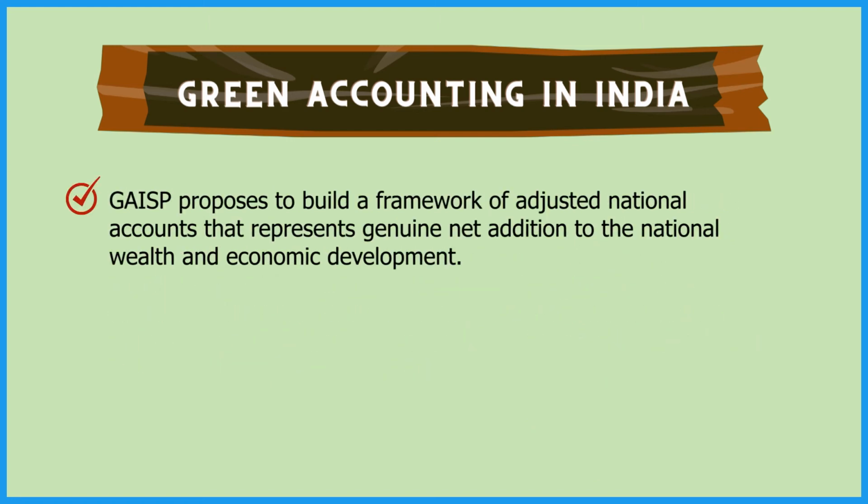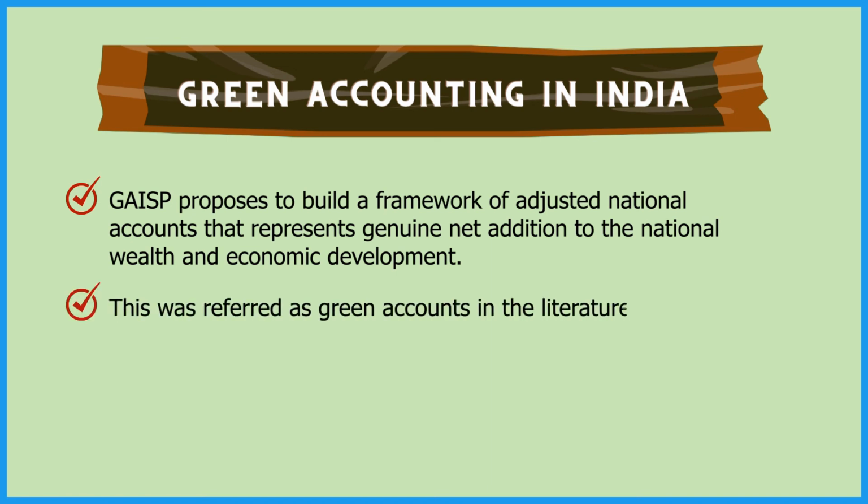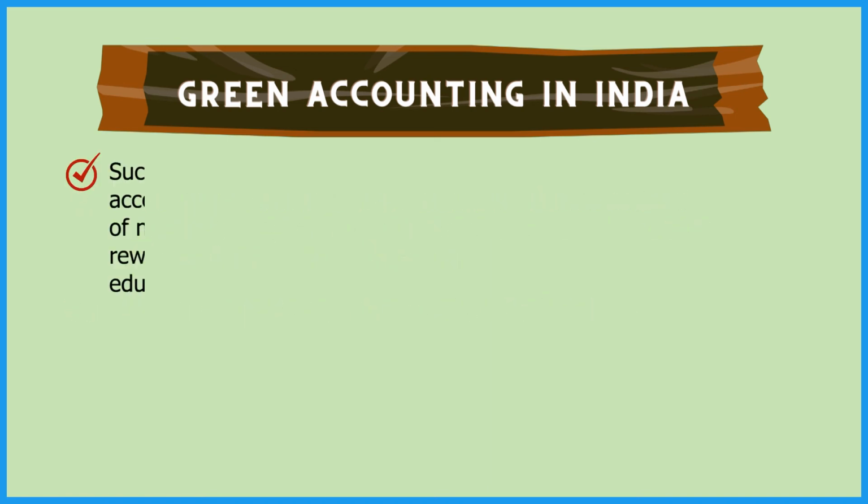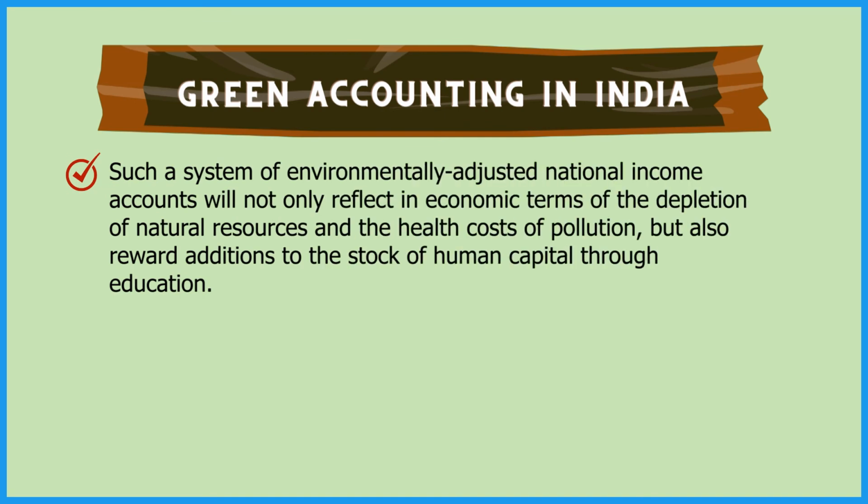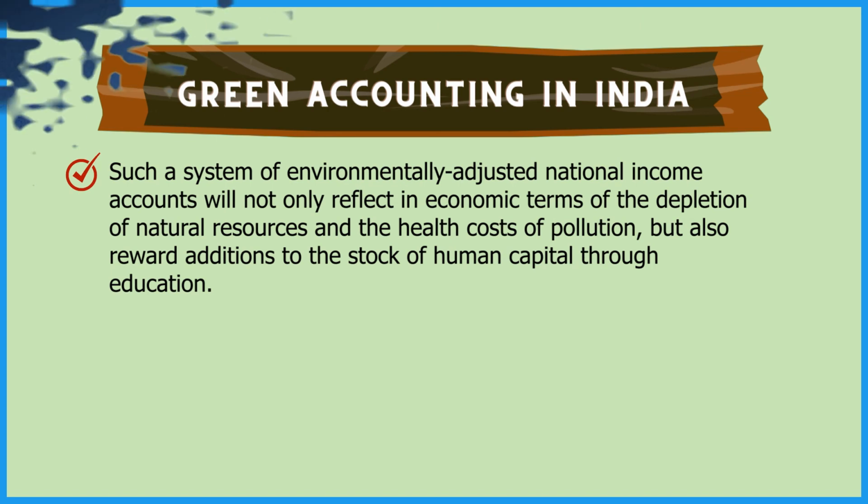So GAISP proposed to build a framework of adjusted national accounts that represents genuine net addition to the national wealth and economic development. This was referred to as green accounts in various literatures. Now, such a system is environmentally adjusted. National income accounts will not only reflect economic gains, but also will reflect depletion of natural resources and health cost of pollution. But this will also reward addition to the stock of human capital through education. Now, green accounts for India and its states will also provide a much better measure of development compared to GDP growth percentage and gross national domestic product growth measures.